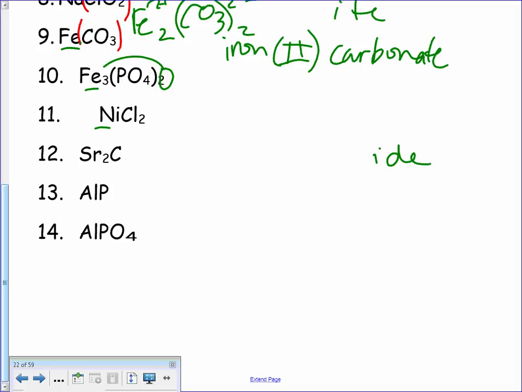Did we do 13, 14 yesterday? I don't remember. What's 13? Ooh, no mono here. Aluminum phosphide. Just say phosphide. Just go straight for the chase here. So phosphorus goes to phosphide. Last one?